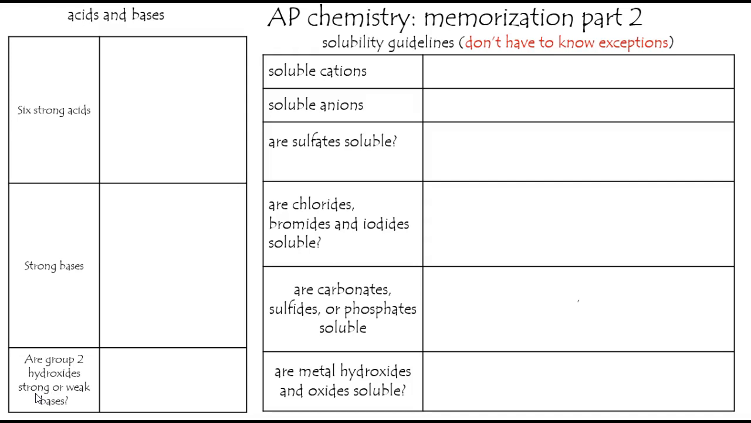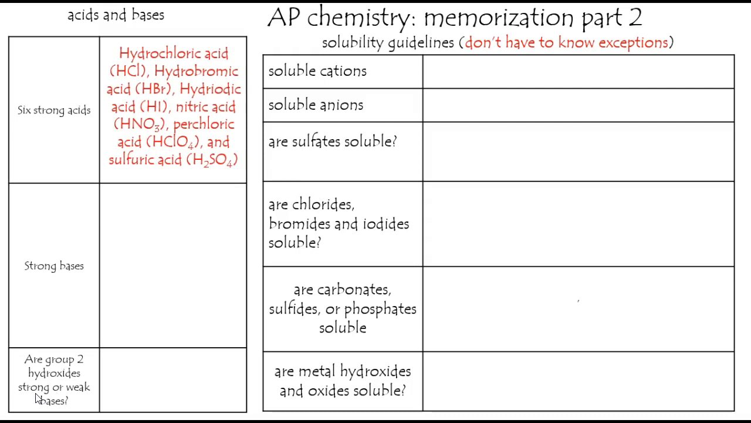Tell me the 6 strong acids. Hydrochloric, hydrobromic, hydriodic, sulfuric, nitric, and perchloric. And there they are.